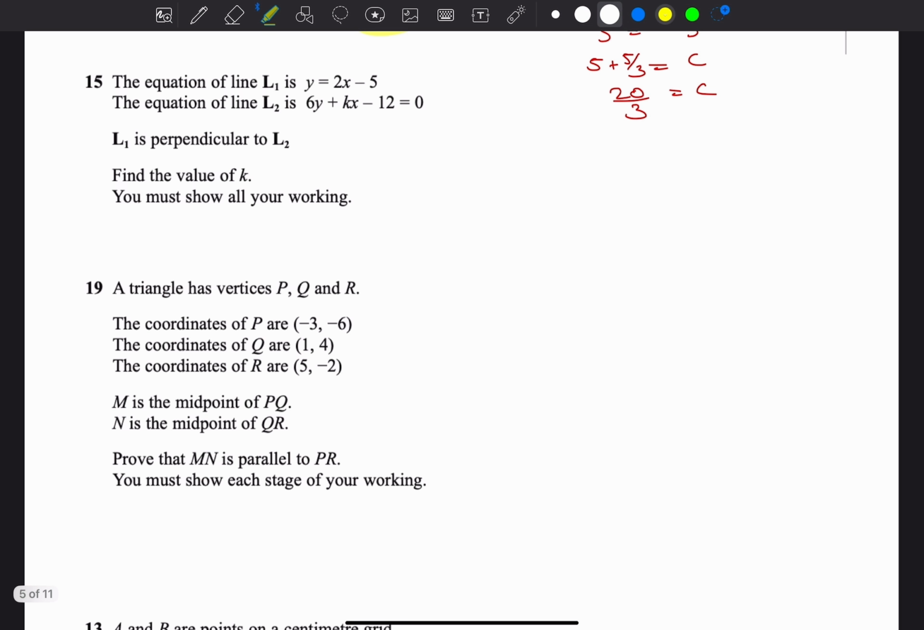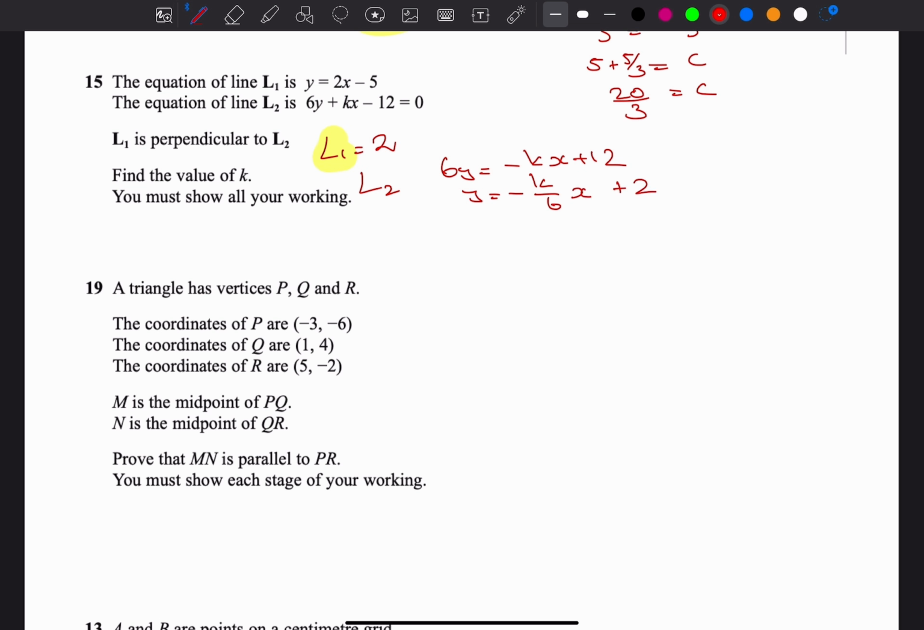L1 and L2 are perpendicular, so what is the gradient of L1? L1 gradient, sorry, is 2. L2 gradient, okay, 6y equals, to move it to the other side, minus kx plus 12. Y equals minus k over 6x, plus 12 divided by 6 is just 2. So what is the gradient of L2? L1 gradient was 2, yeah. This is minus k over 6.